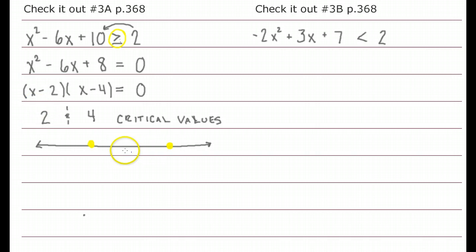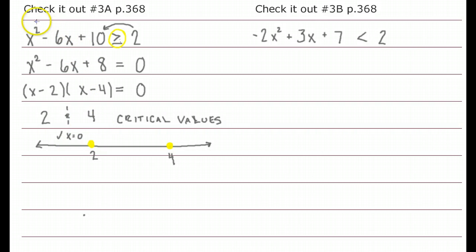So here's my number line. The point 2 and the point 4 are going to be in my solution because of the inclusion up here. So now I'm going to test the regions in between and outside of the critical values. So let me check a value to the left of 2. So I'm going to check, let's say x equals 0. And I'm going to see if this part of the number line, when I put a number in less than 2, easiest one is 0, is that going to be true or false?